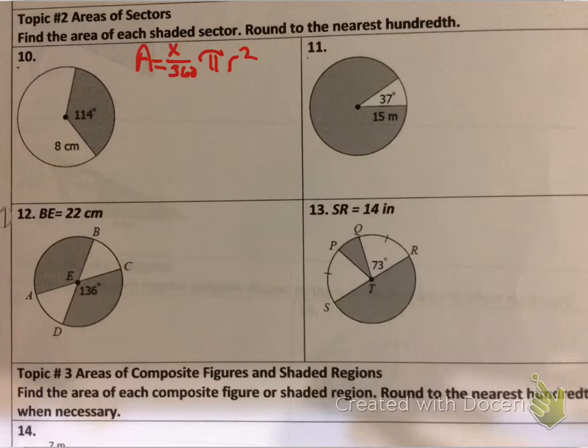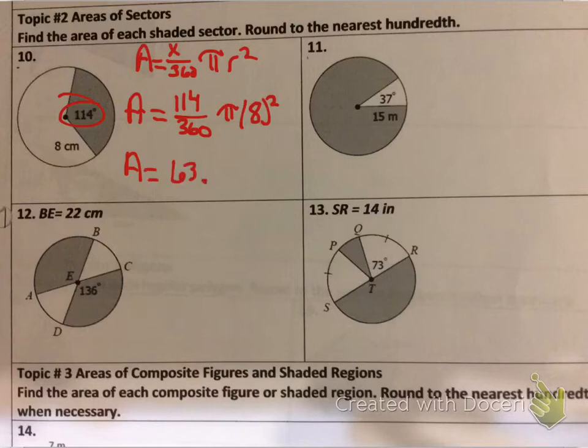Okay, so now we're at the sectors of circles. The idea here is that, again, x is the degree in the shaded area, r is your radius. So like in this case, I would say 114 over 360 times pi times the 8 squared. And I would just plug that into the calculator, which should get you an answer of 63.67 centimeters squared. Okay, so that's all you really got to do there.